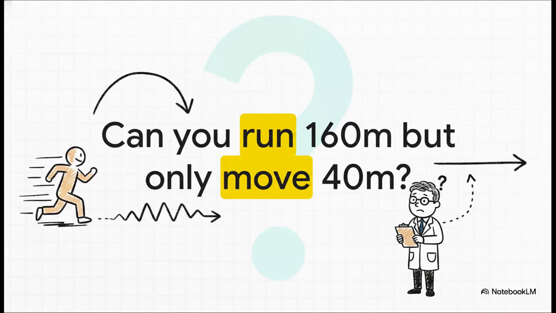So let's start with this totally counterintuitive puzzle straight from our source material. It's going to completely shift how you think about movement. Imagine you're out there giving it your absolute all, sweating through a 160-meter sprint on a straight track. Now, is it possible that a physicist could walk up to you and say, actually, you only moved 40 meters? Sounds totally crazy, right? Well, let's unpack exactly how that is possible.